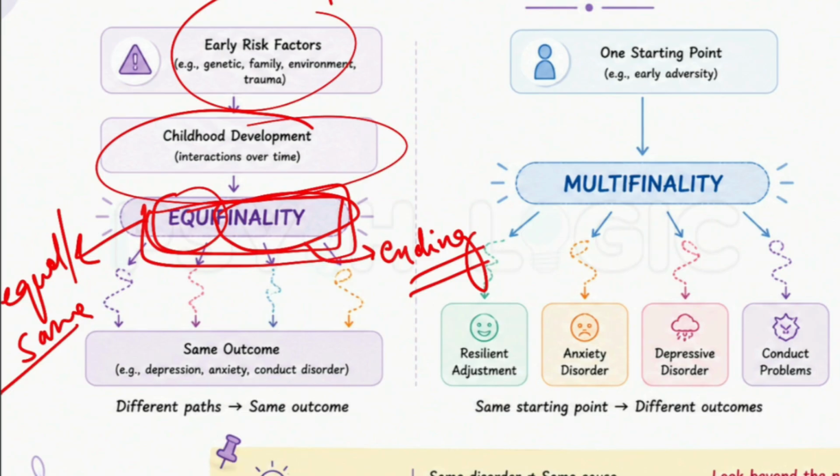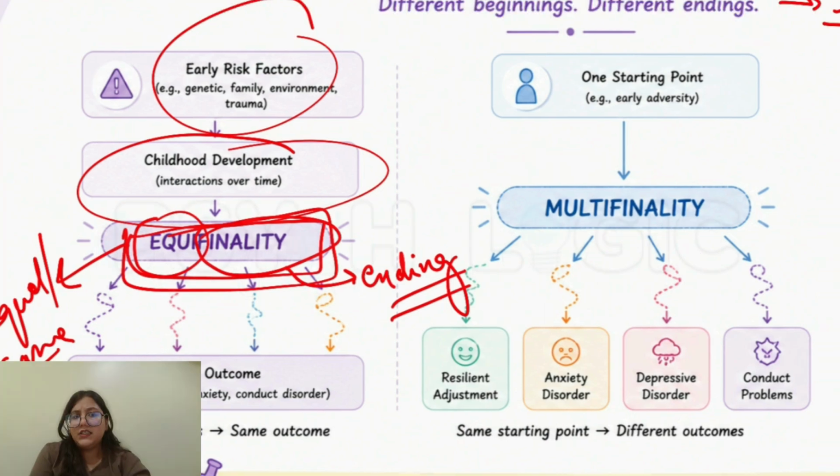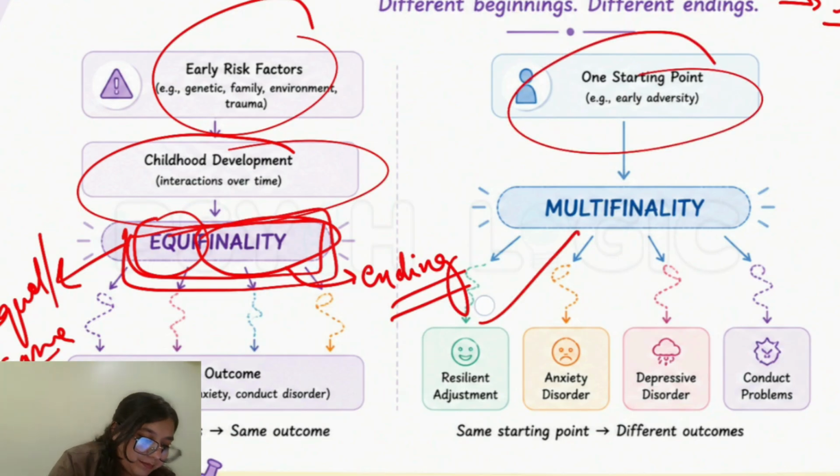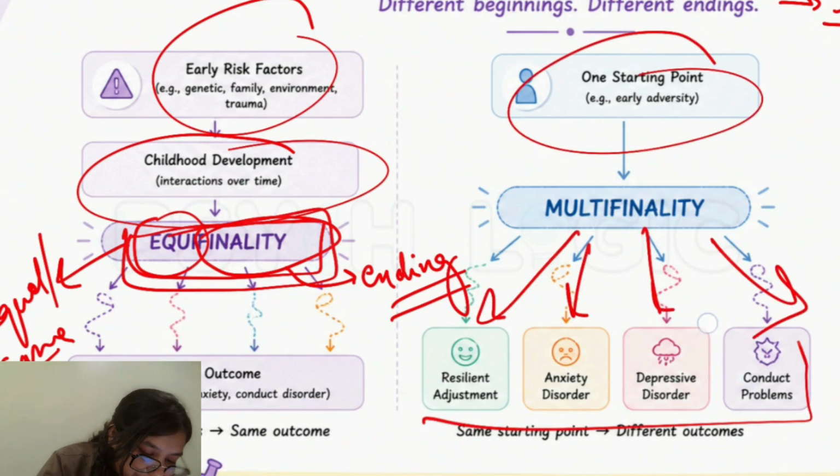Now let's move on to multifinality. Let's start with the simple opposite. One starting point leads to different outcomes. Imagine four children growing up in the same household, same environment, with a very difficult childhood. They all experience some kind of childhood adversity. Now fast forward 20 years. One person develops an anxiety disorder. Another develops a conduct disorder. The third develops depression, and the fourth person surprisingly does not develop anything. They're healthy. They're resilient. So they all have the same beginning, but different results.